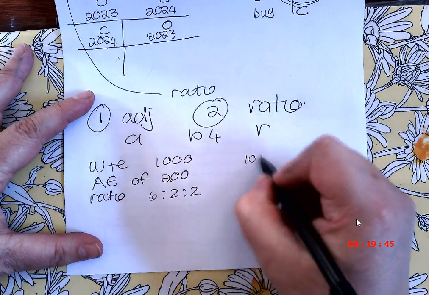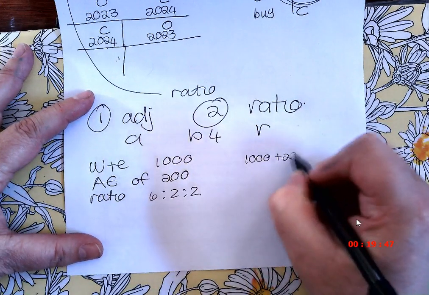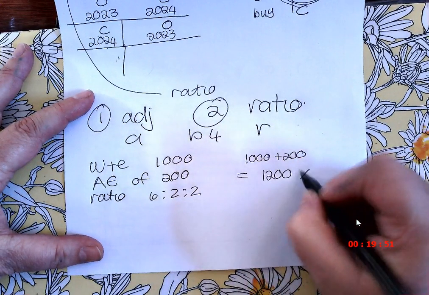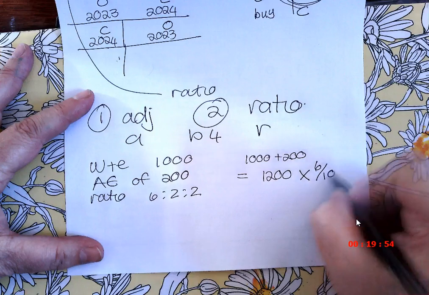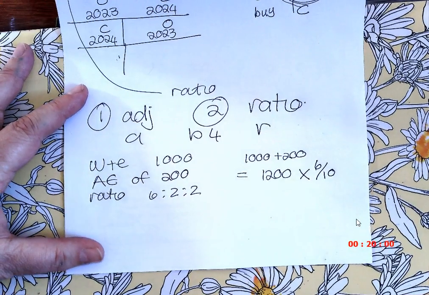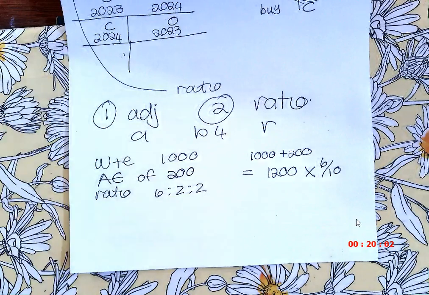Now you're going to say 1,000 plus 200 gives me 1,200. Now I ratio it. Okay? You guys with me? You never ratio just a part of the calculation. You do the whole calculation first, and then you ratio. Same with percentage. Then you percentage.